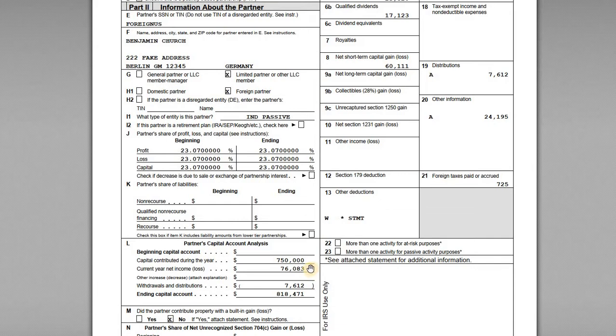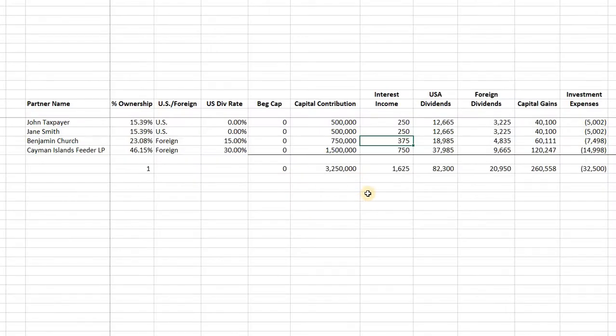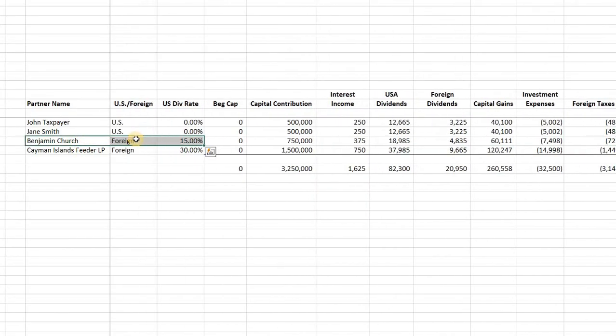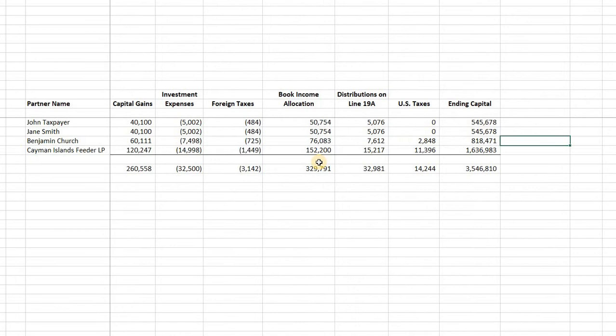$76,083 in net income allocated to him. Then his withdrawals is $76,18, and his net ending capital account $818,471. So those numbers, if we look at Ben's line item here, right? So there's his capital contribution. So all these numbers reconcile with what we have on his K1s, right? His net book income allocation, the distributions, and his ending capital.